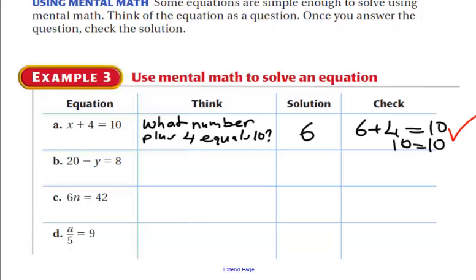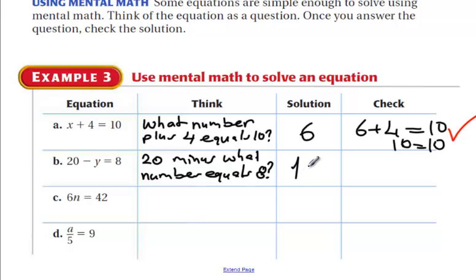Now, let's look at the second one. 20 minus what number equals 8? This is the way we have to think. 20 minus what equals 8? We know that is 12. Now check 12 as an answer. Is 20 minus 12 equal to 8? Absolutely right.